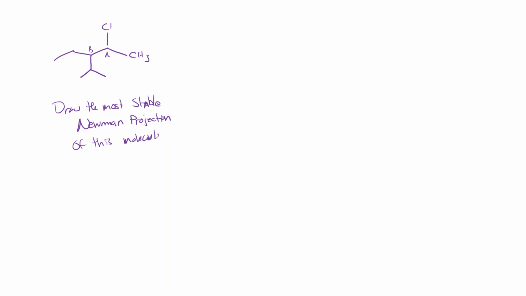All right, so first of all, a Newton projection is the thing that we've been talking about, where you have the front carbon and the back carbon. Drawing the most stable one, we know that we want to draw a staggered one. So I'm going to draw a staggered version of this, and then I'll allow you to pause the video and fill in each of these positions.